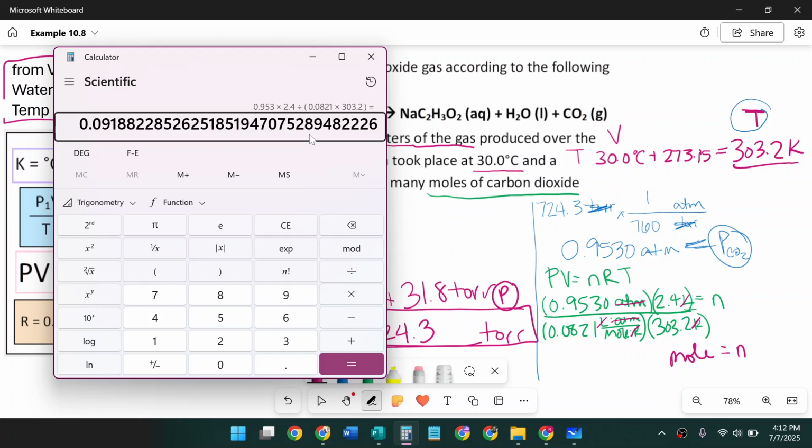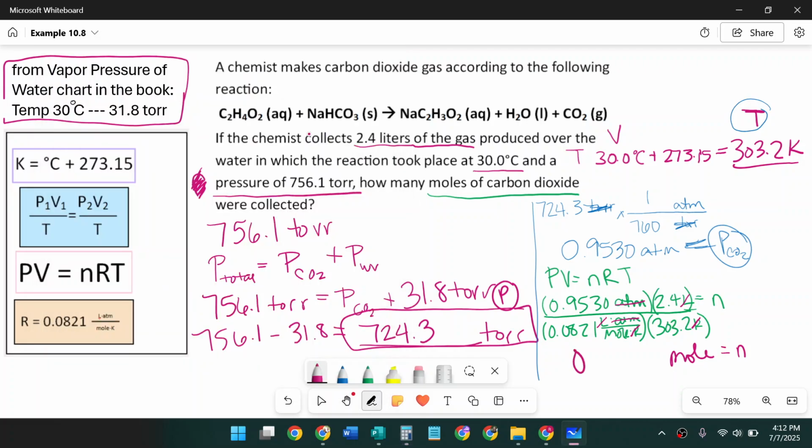All right, so my final answer is going to need to have no more than 2 significant digits because of that 2.4 liters. It's the smallest number of significant digits, so I get 0.092. And because that's the number of moles, and that's what they were asking for, this is our final answer.